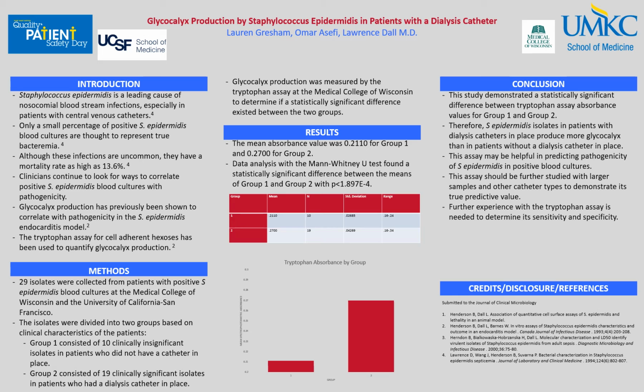Glycocalyx production was measured by the tryptophan assay to determine if there was a statistically significant difference in the spectrophotometric measurements between the two groups, and the tryptophan assay was performed at the Medical College of Wisconsin.